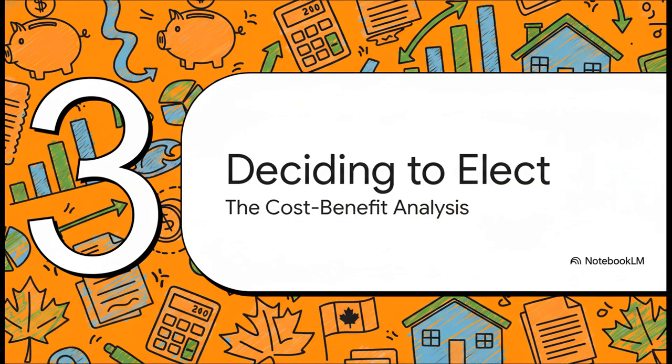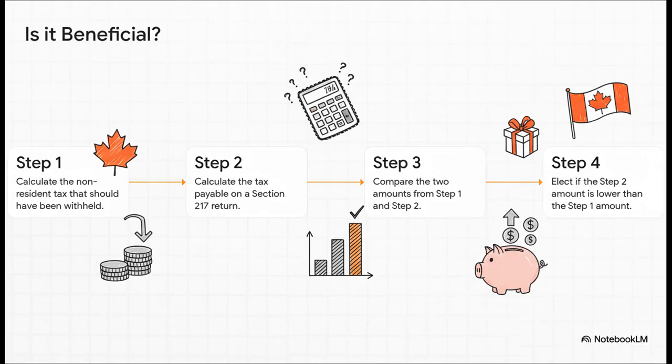So we know what it is, but the real question you'll face in practice is when should you use it? Deciding whether to make this election for a client really just comes down to a straightforward cost-benefit analysis. You just have to run the numbers. And the process is really as simple as it looks here. First, figure out how much tax was already withheld using that default flat rate. Then, you basically prepare a what-if tax return, a pro forma return, to see what the tax bill would be using the resident rules. If that second number is smaller, bingo. You make the election and file the return to get your client their refund.